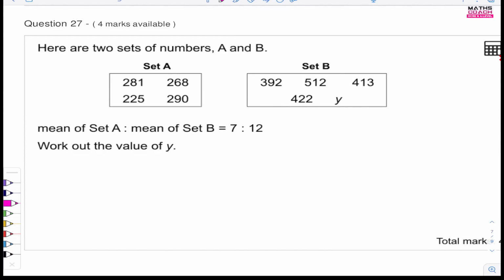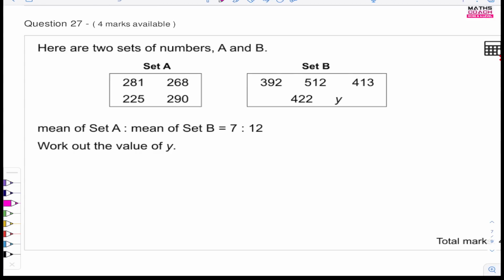Question 27. Here are 2 sets of numbers, A and B. In set A, we have 281, 268, 225, 290, and in set B, we have 392, 512, 413, 422, and Y. The mean of set A to the mean of set B is in the ratio 7 to 12. Work out the value of Y.